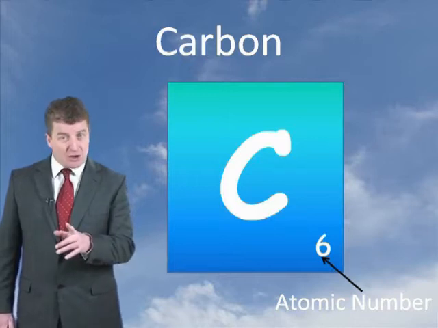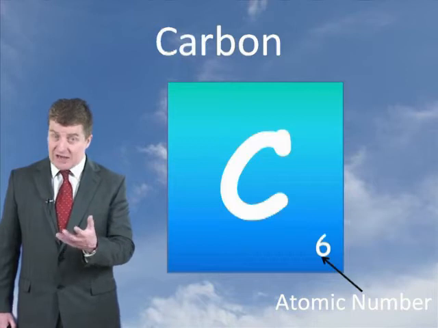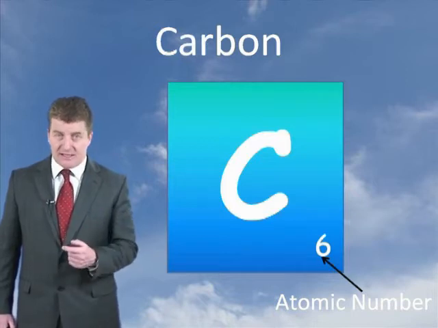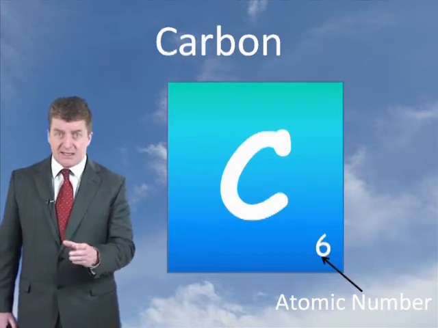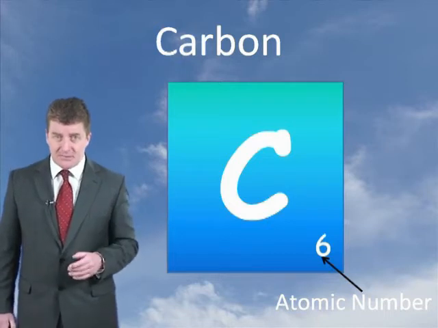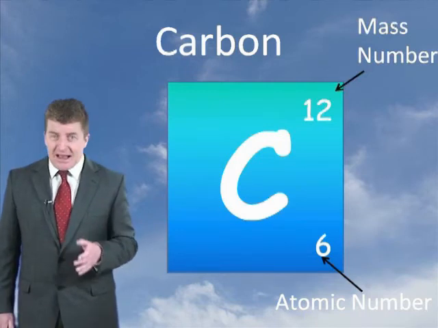Now, don't forget to be neutral. It has to have the same number of electrons orbiting it. So if it's got 6 protons, how many electrons will it have orbiting it? 6. Now, these will be arranged in different shells, but it will have 6 if it's going to be stable. Now, the top number there is the mass number.